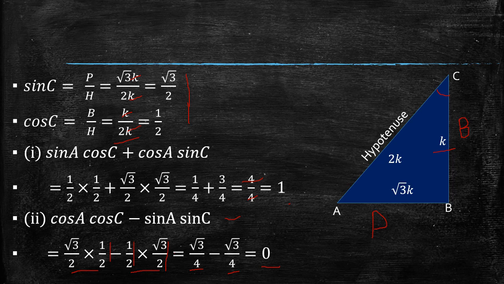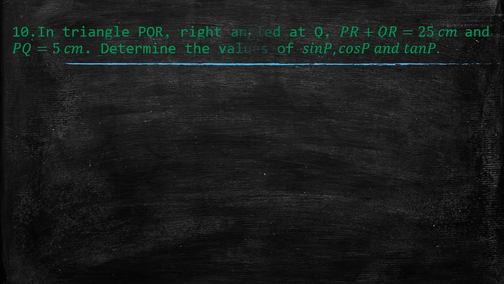Okay students, now come to next question. Question number 10. Sorry, the last one was question 9. Now question number 10. Question 10 is, in triangle PQR, right angled at Q, PR plus QR is equal to 25 centimeter and PQ is equal to 5 centimeter.